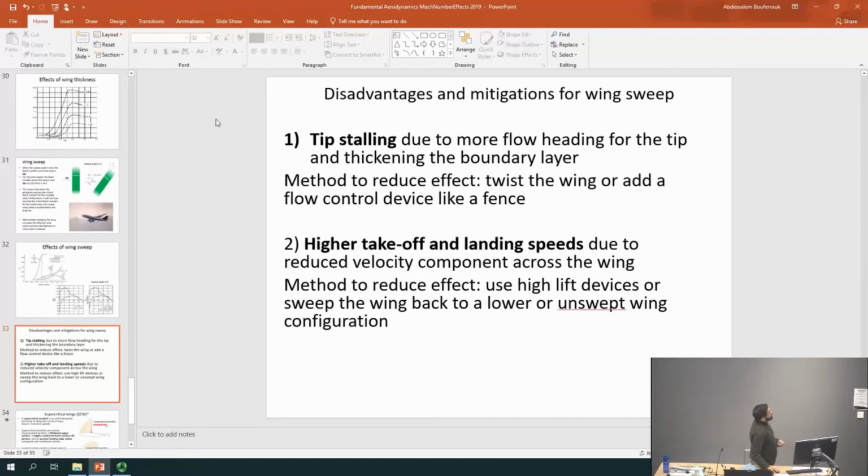So how we can mitigate that is you can twist the wing, or maybe add a fence, which stops these effects from happening.